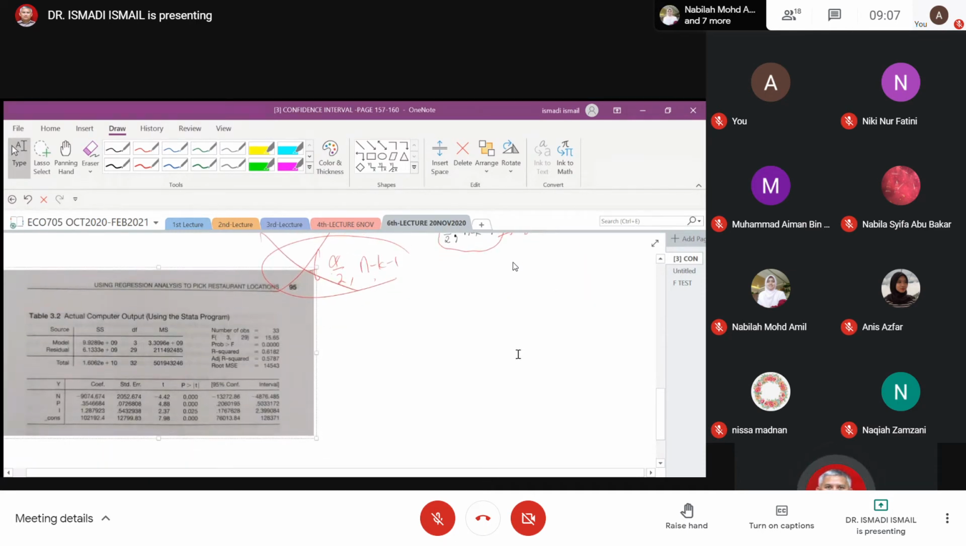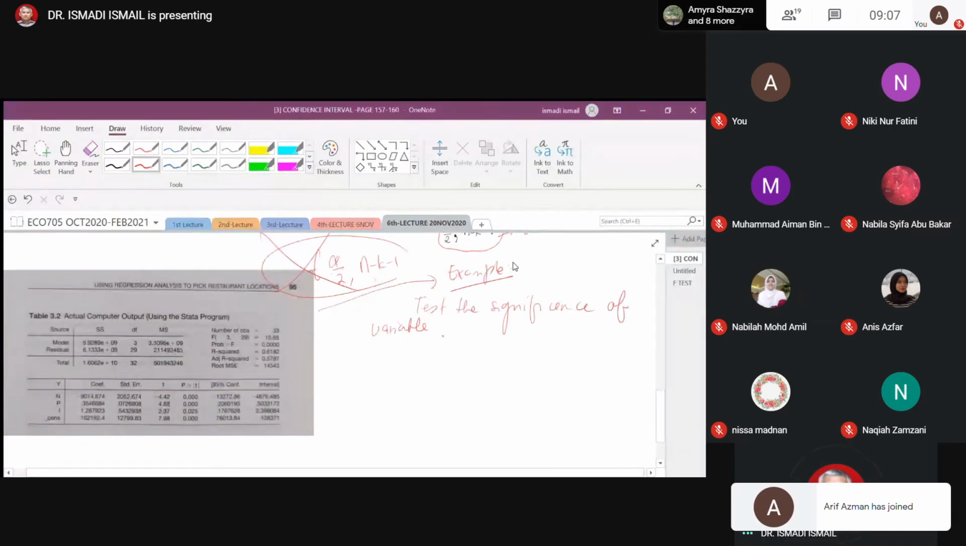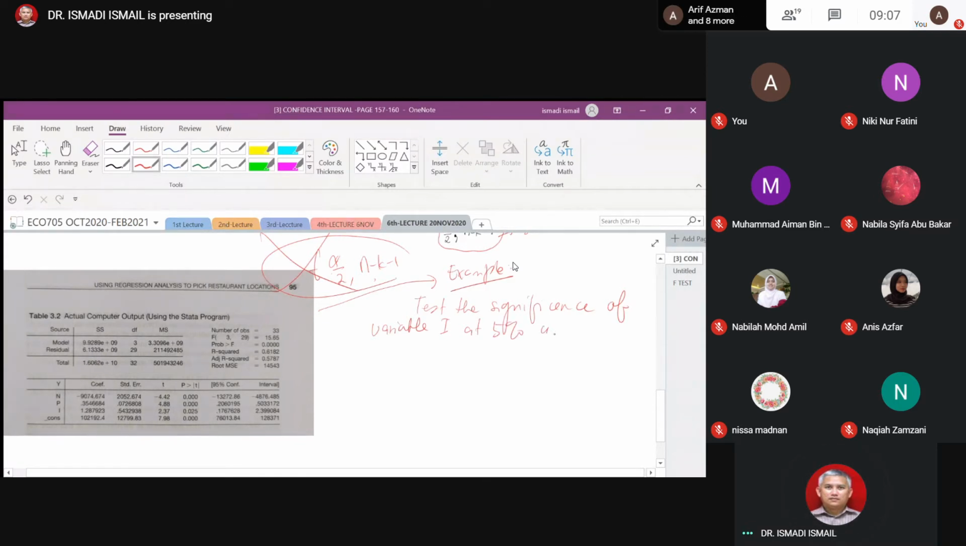We apply a straightforward example here. Test the significance of variable R at 5% using the confidence interval approach.